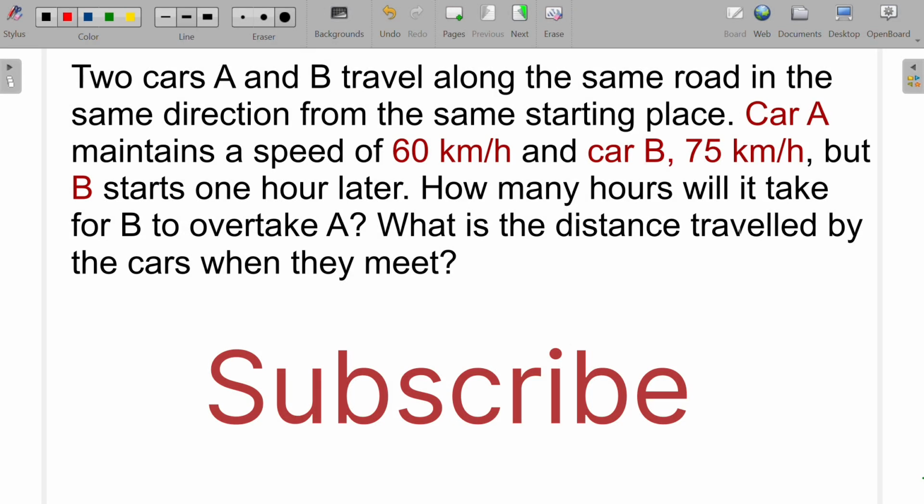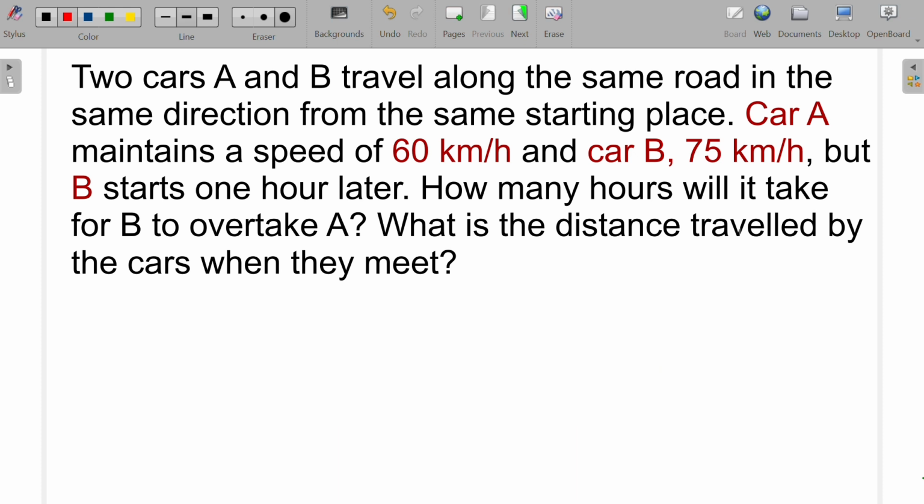Hello viewers, so we have this question under kinematics. This is motion in one dimension. It's saying two cars A and B travel along the same road in the same direction from the same starting place. Car A maintains a speed of 60 kilometers per hour and car B 75 kilometers per hour. But B starts 1 hour later. How many hours will it take for B to overtake A? What is the distance traveled by the cars when they meet?